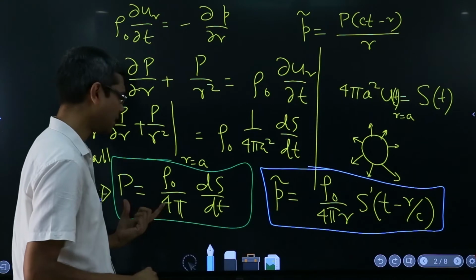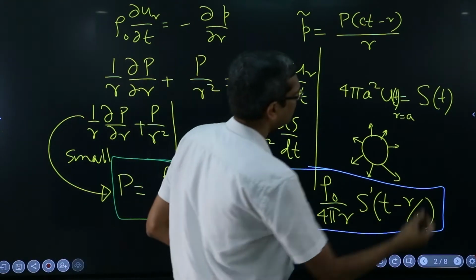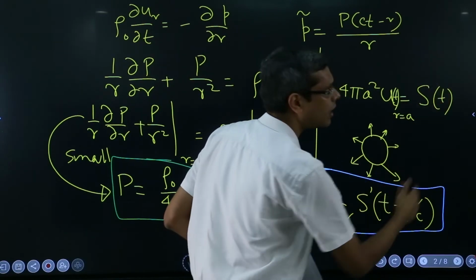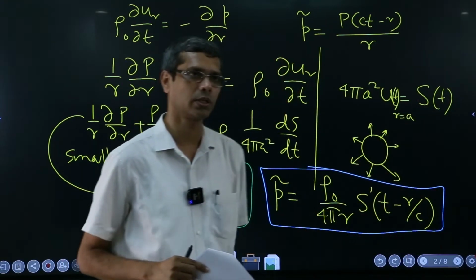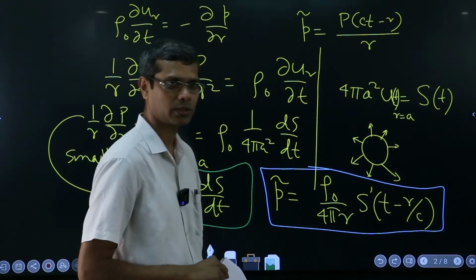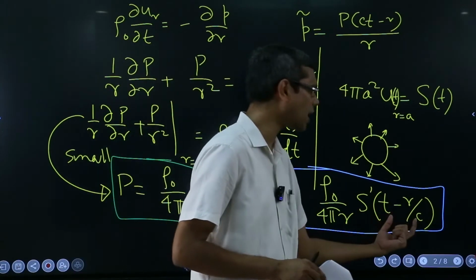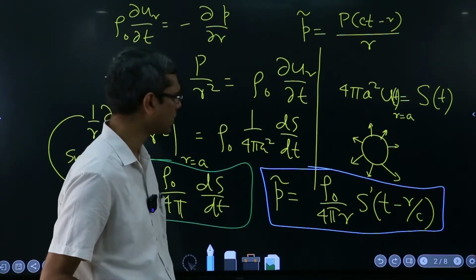From this, can you write this? Achha, this s prime is like this: s differentiated with respect to its argument, whatever its argument is, and then in place of that argument you put t minus r over c.